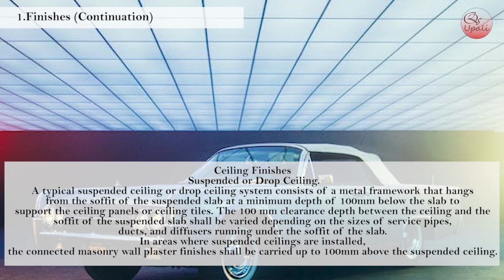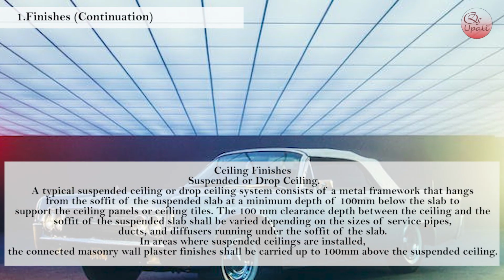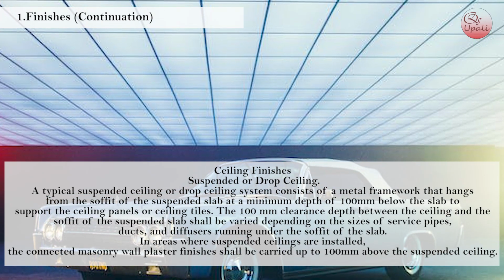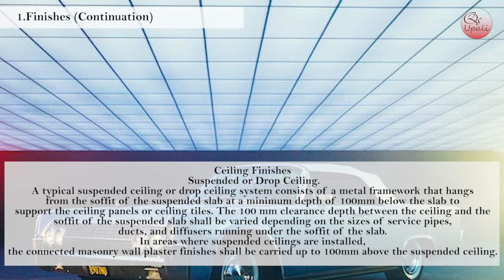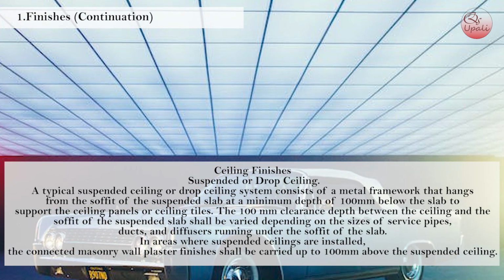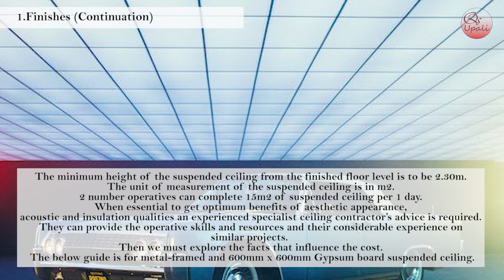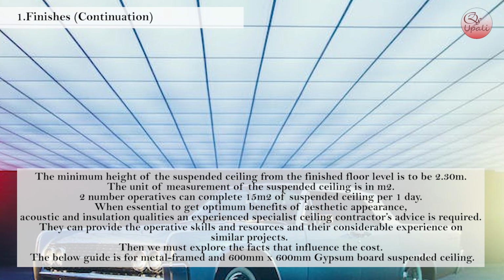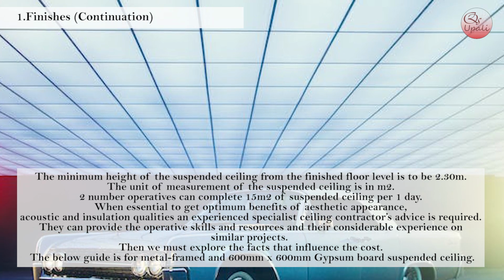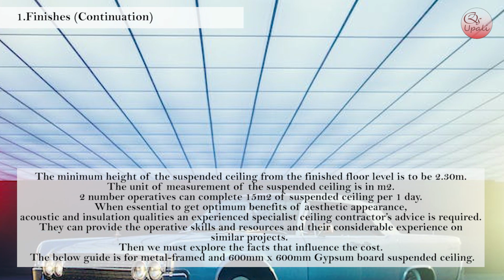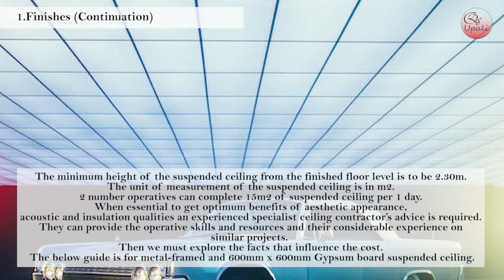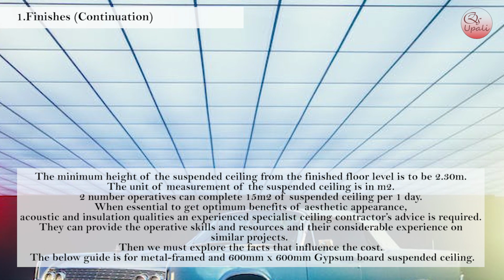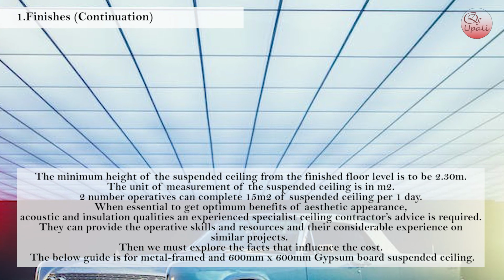In areas where suspended ceilings are installed, the connected masonry wall plaster finishes shall be carried up to 10 mm above the suspended ceiling. The minimum height of the suspended ceiling from the finished floor level is to be 2.3 meter. The unit of measurement of the suspended ceiling is in meter squares. 2 number operatives can complete 15 meter squares of suspended ceiling per 1 day.